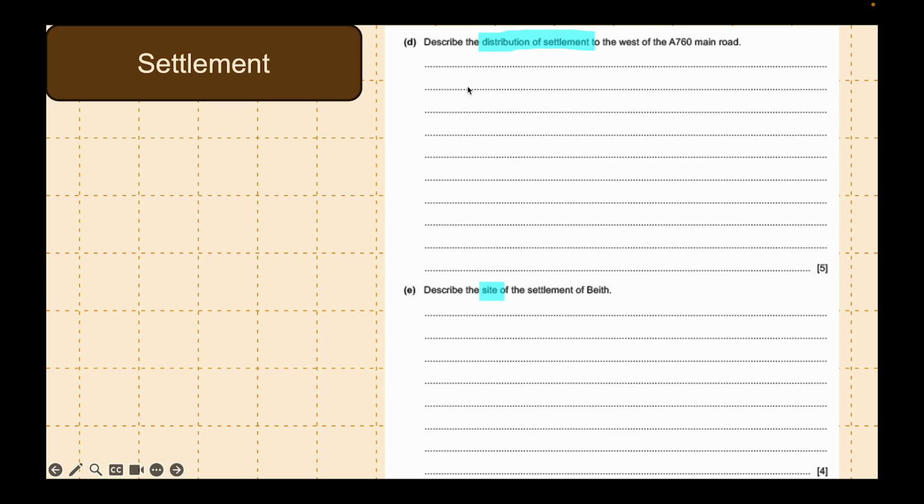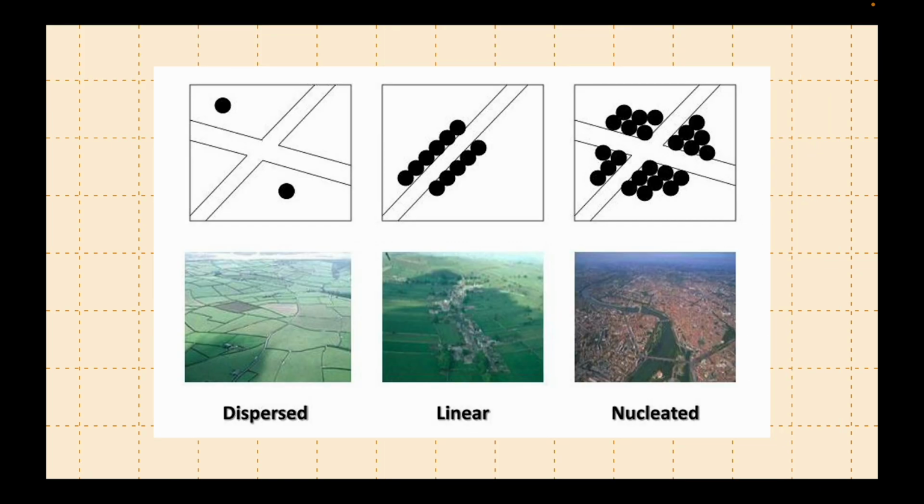So the first set of questions with regards to settlement is being able to describe the distribution of settlements to the west of the A760 main road. When we're talking about settlement and distributions, the first thing to consider is our settlement patterns. Again, you've learnt these patterns before. Three major patterns: dispersed, linear, nucleated. So dispersed, you can clearly see settlements are far apart. Most likely these will be farms.